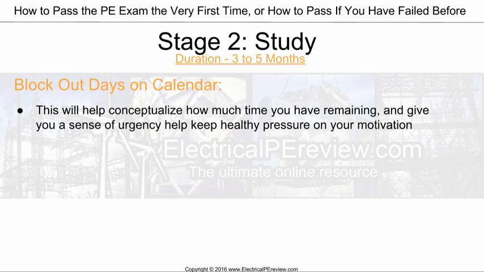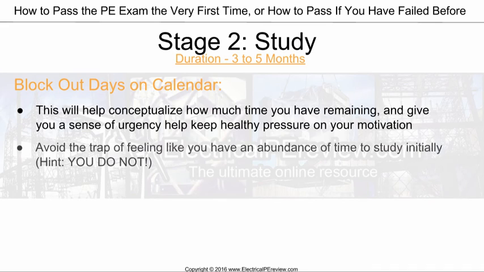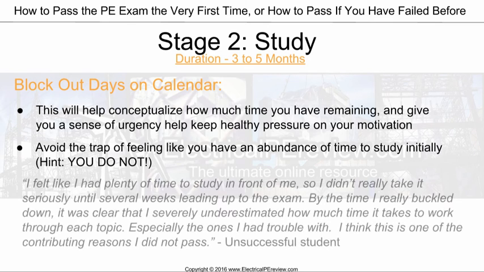The reason we do this is it's really going to help conceptualize how much time you have remaining and give you a sense of urgency to help keep a healthy pressure on your motivation. It's very easy to think that we have an abundant amount of time in the beginning, but if we don't capitalize on it and don't really study hard from the beginning, it's going to put us in a really tough spot to make sure that we can pass the exam. So really being able to conceptualize how much time we have is important, because it's going to keep the leverage on us to keep the foot on the gas pedal and not take it slow. So avoid the trap of feeling like you have an abundance of time to study initially, because, big hint, we all know it, we don't. We have just enough time to study, do what we need to do, and pass the exam.